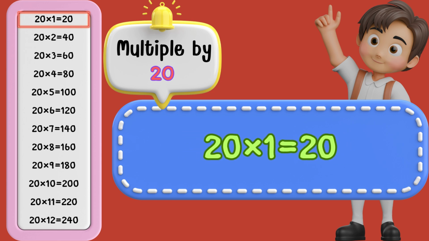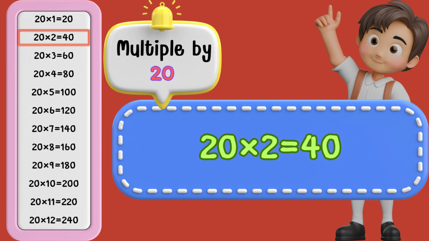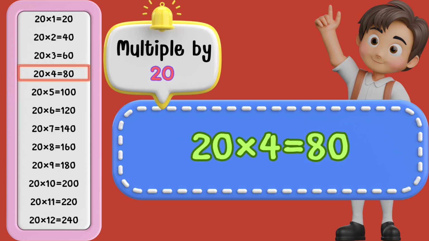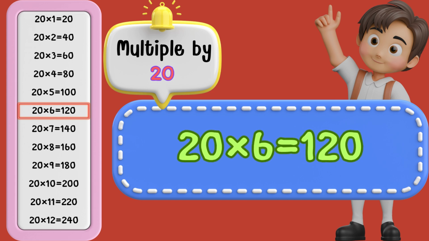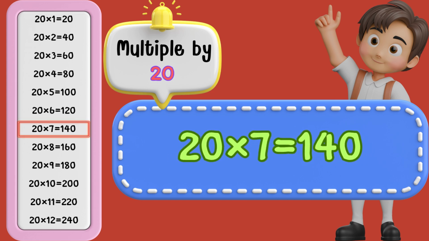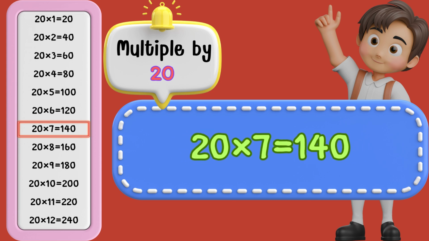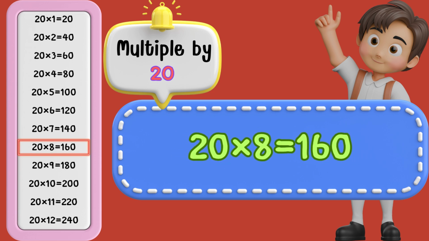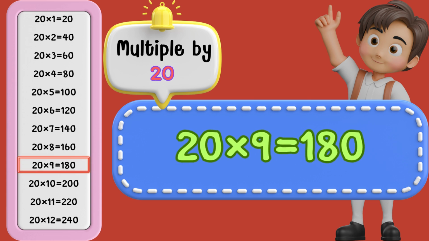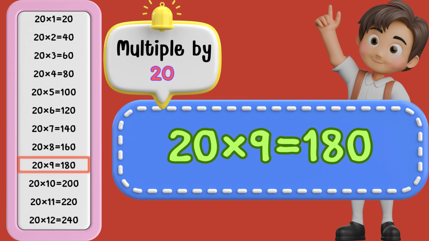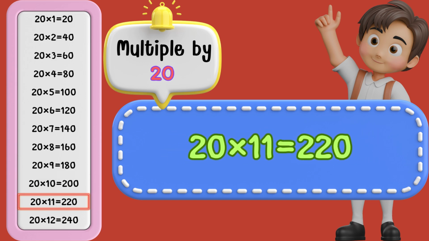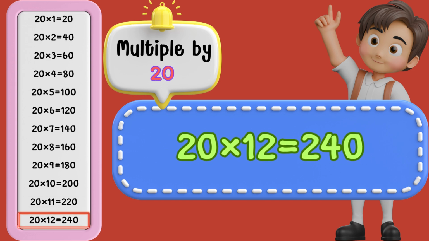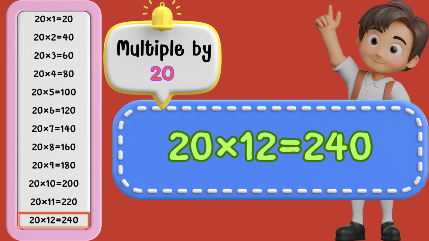20 times 1 is 20. 20 times 2 is 40. 20 times 3 is 60. 20 times 4 is 80. 20 times 5 is 100. 20 times 6 is 120. 20 times 7 is 140. 20 times 8 is 160. 20 times 9 is 180. 20 times 10 is 200. 20 times 11 is 220. 20 times 12 is 240.